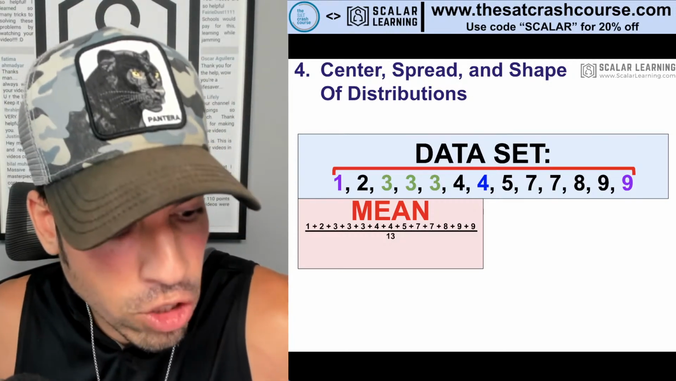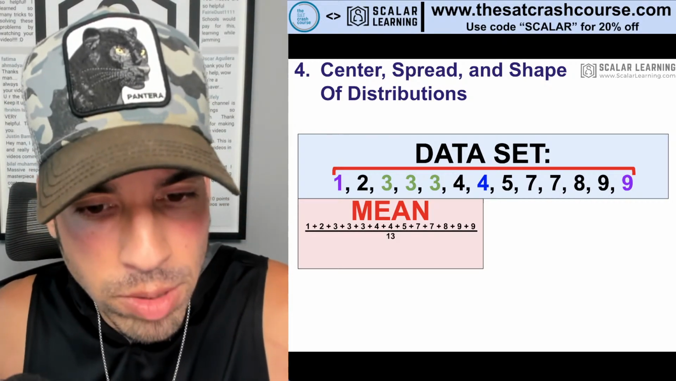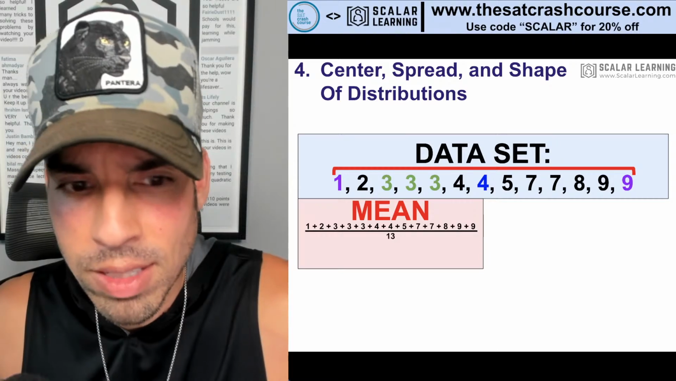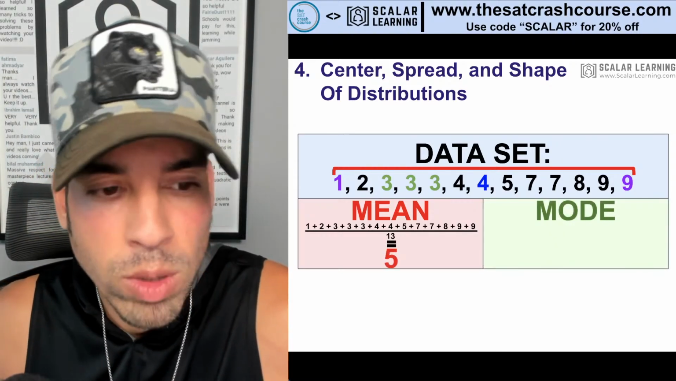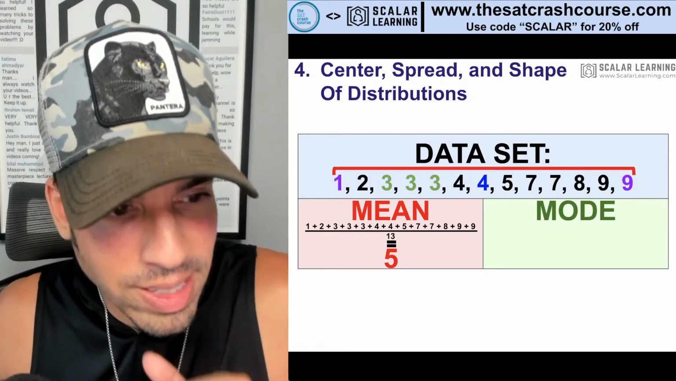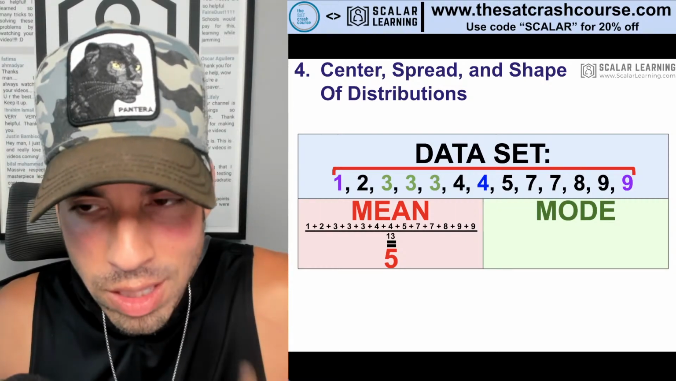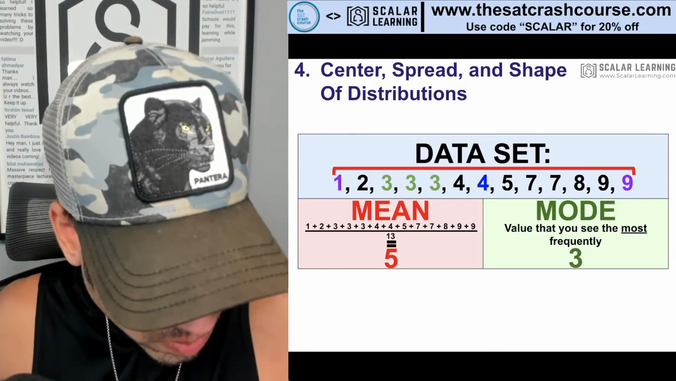Now, the mean, you're adding everything up, and then you're dividing by the number of items that there are. So since there's 13 items in this data set, you're dividing by 13. Okay? And here we would get 5. What's mode? Mode is the number that we see the most of. Hence, in green, we see 3 3s. That's the most of any other number. Hence, our mode, the number we see most frequently, is 3.